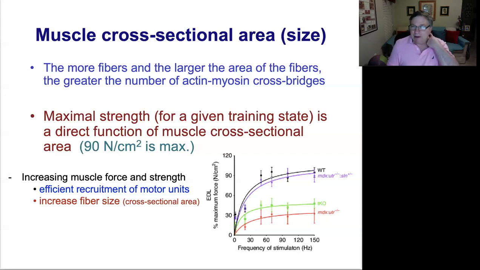Anyway, because muscles have this limit in terms of how much force they can produce, we either have to make the muscle bigger, or we can recruit more muscle fibers by increasing the efficiency of the recruitment of motor units, which again are the alpha motor neurons and the muscle fibers that they innervate.